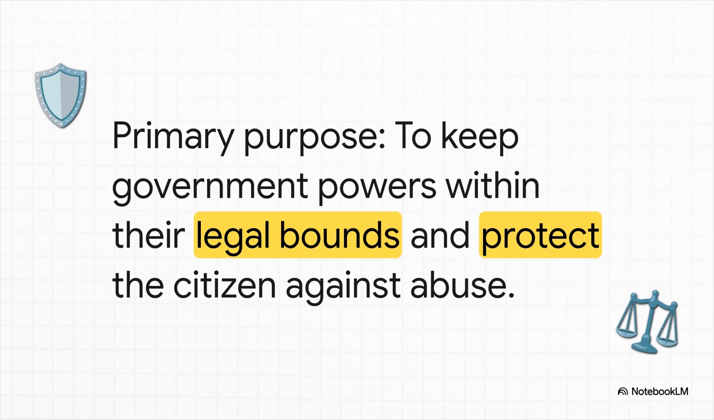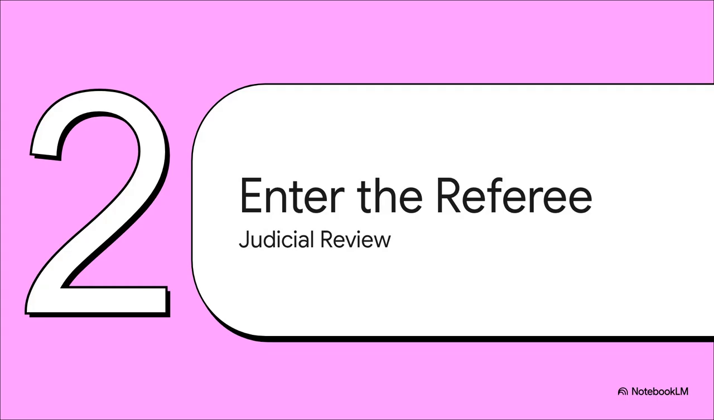So how do we actually enforce this rulebook? So if there's a rulebook, who's the referee? Well, that's where judicial review comes in. Think of the courts as the impartial referee in the game of government. Their job isn't to play the game or score points, but to make sure everyone is playing by the rules.